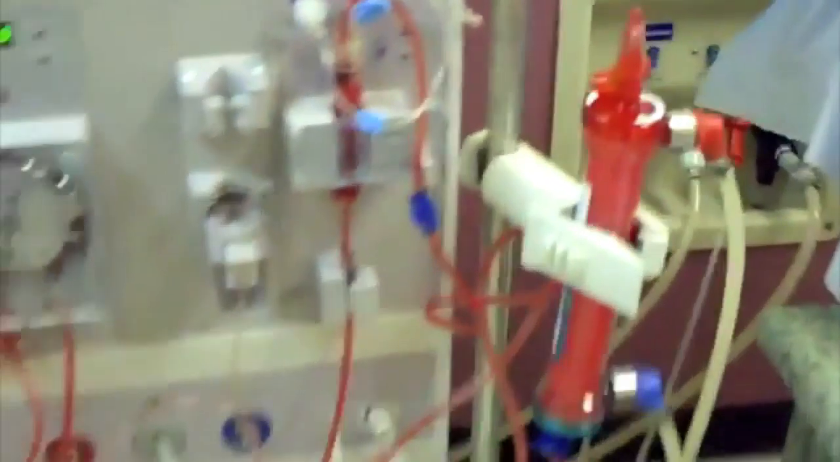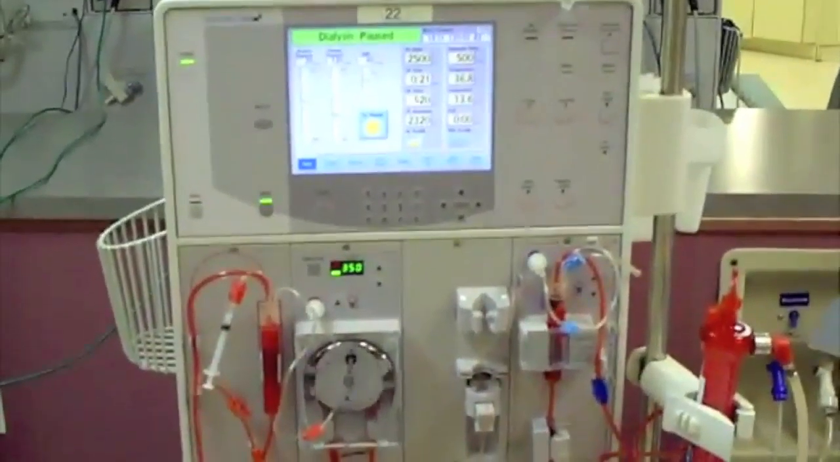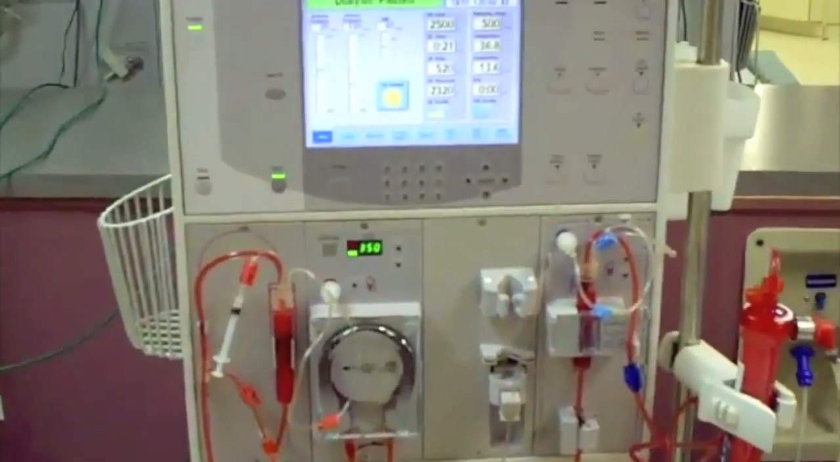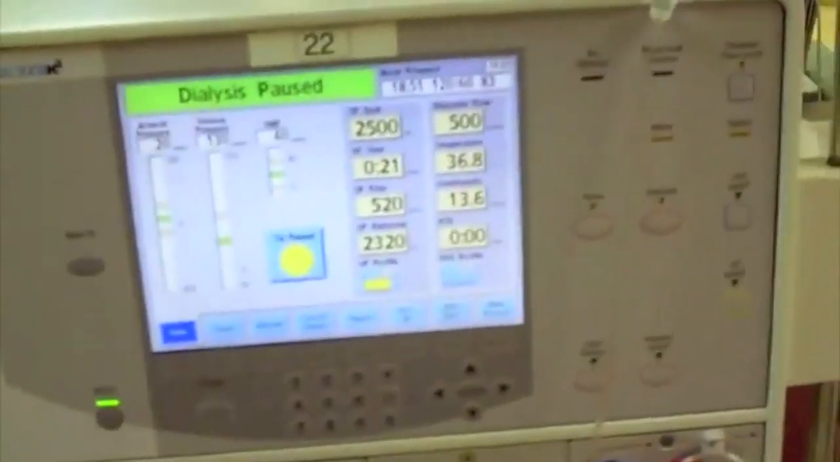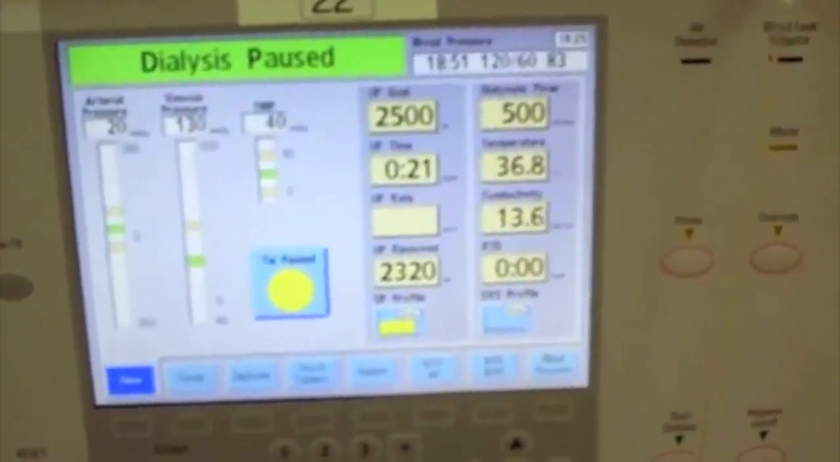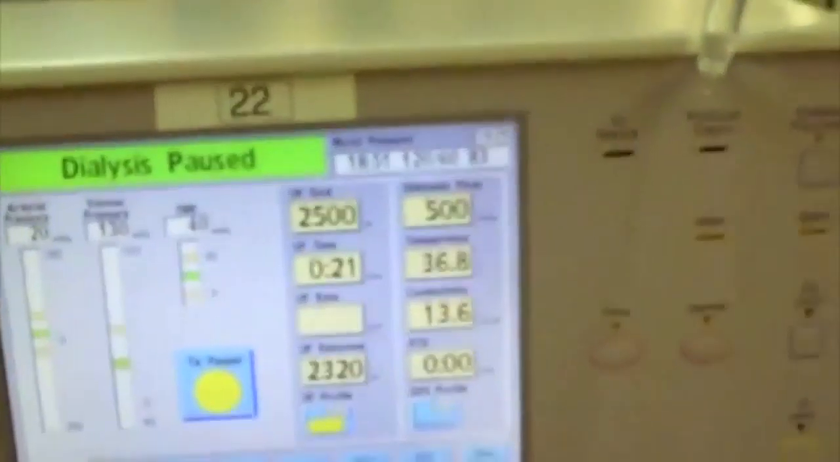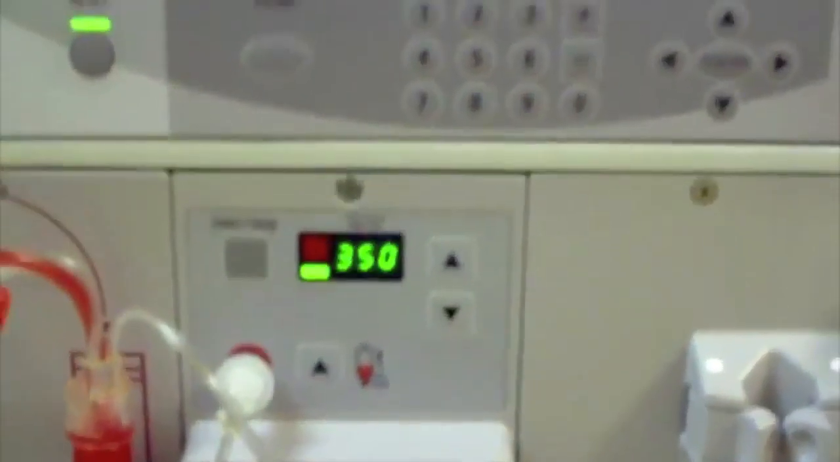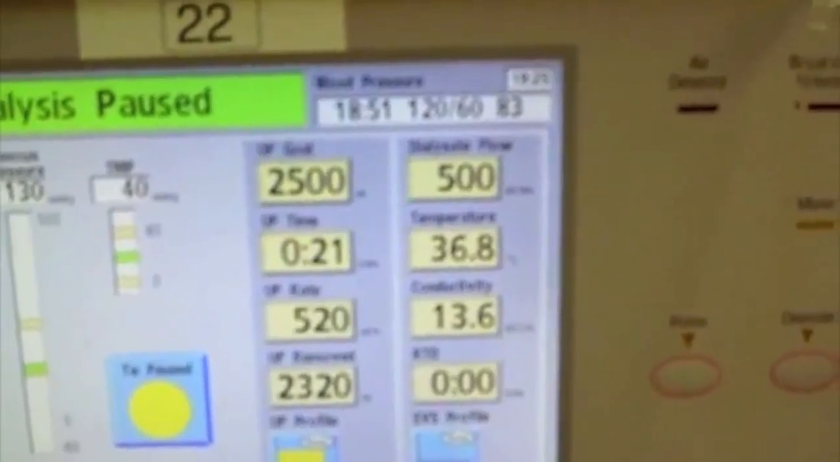To control the fluid being removed, you have to set the parameters. And on these screen windows, you have some buttons over there, and you have the goal, the time, the dialysate flow, the temperature of the machine, and the conductivity of the machine. The conductivity of the machine should be between 13.5 to 14. The temperature should be at 37 degrees Celsius. Typically, the blood flow should be at least 350 to 400 ml per minute.